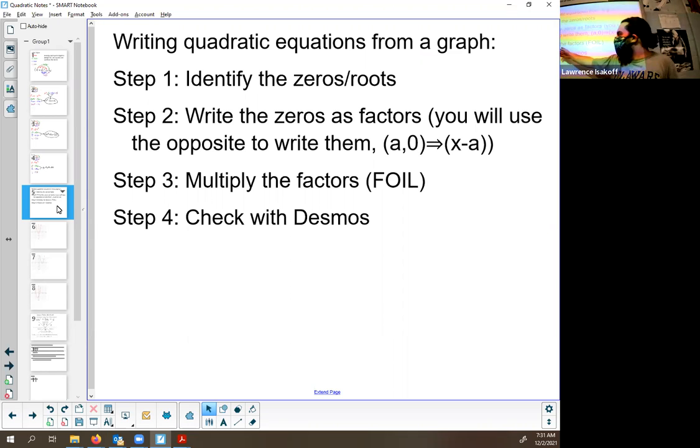Then we're going to multiply the factors. That's just doing FOIL. We did that yesterday. And step 4 is real easy. We're just going to check with Desmos. So you were given a graph to start. You created the equation for it. So you can just type the equation into Desmos and ask, does the graph I get match the graph I was given?